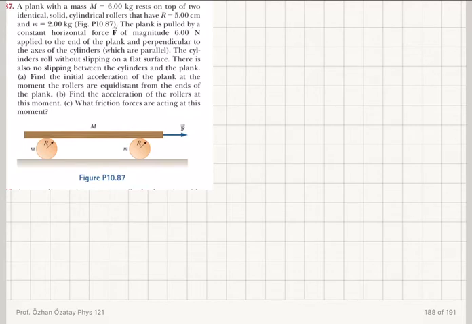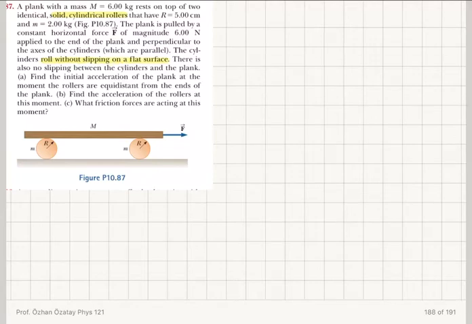We're going to solve some more examples in order to review the rolling motion. The first one is the following. A plank with a mass M, 6 kg, rests on top of two identical solid cylindrical rollers that have radius R and mass small m. The plank is pulled by a constant horizontal force F applied to the end of the plank and perpendicular to the axis of the cylinders, which are parallel.